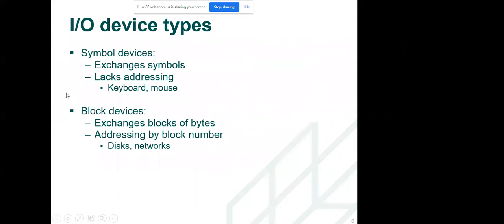Types of devices: character devices exchange characters, lack addressing, like keyboard and mouse. Block devices exchange blocks of bytes, addressed by block number, like disk and network. So here two types of devices are there. Character devices exchange characters. In your keyboard and your mouse, you click the button and type the characters, and it changes your characters into machine language. Block devices exchange blocks of bytes, so your disk and network.